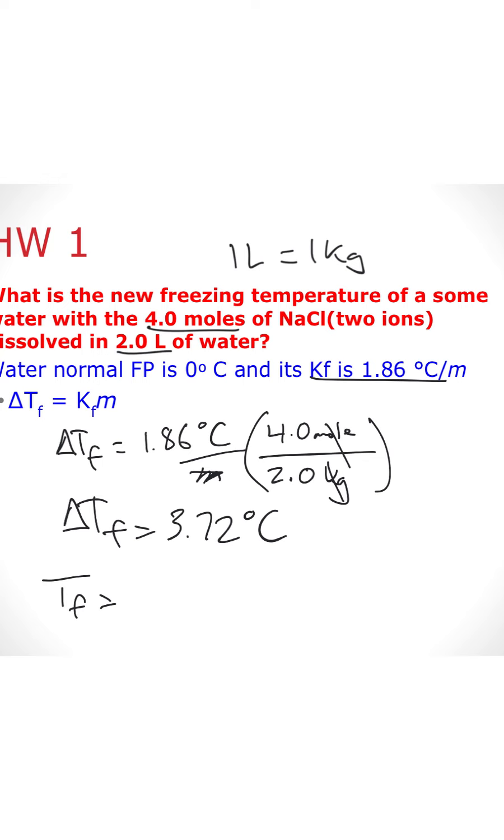The new freezing temperature will be 0 minus 3.72 degrees Celsius. The new freezing temperature is negative 3.72.